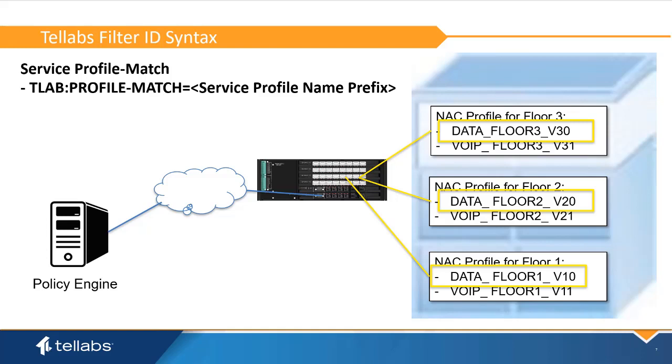The policy engine would simply send TLAB profile match equal data, and it would match the data service profile for all floors. This allows the policy engine to profile the device and then use generic policies that are not aware of specifics of a particular area.